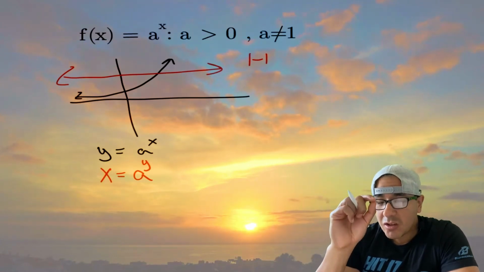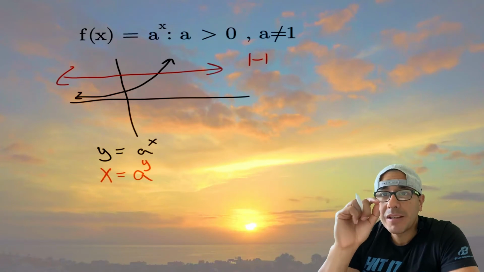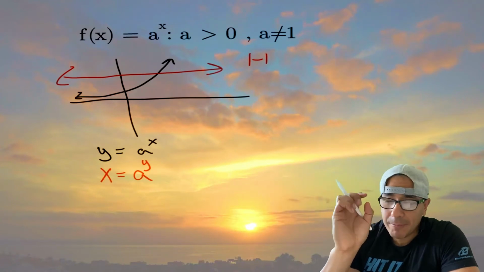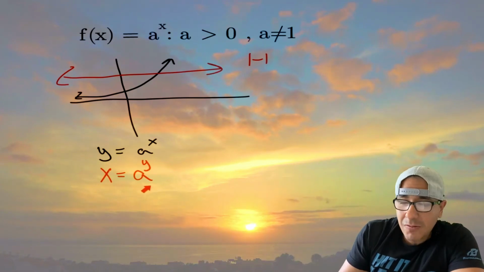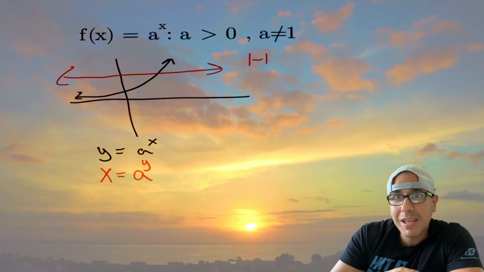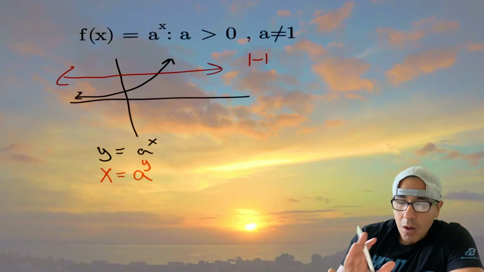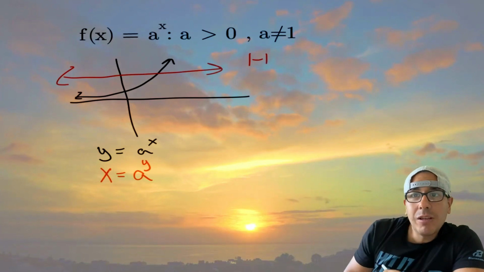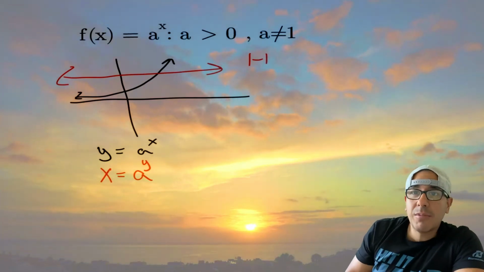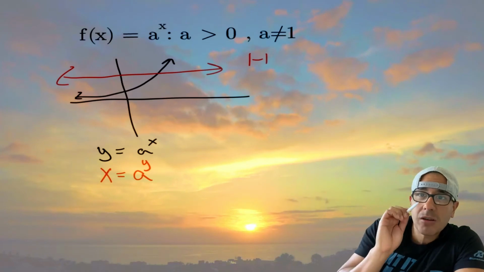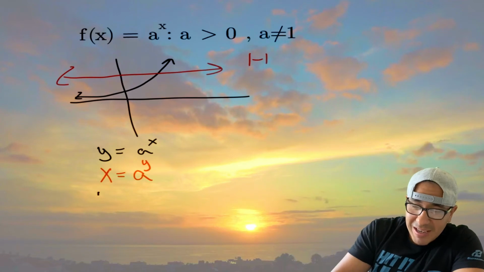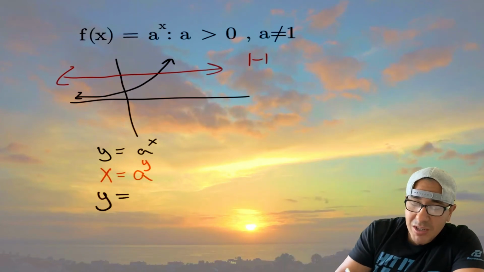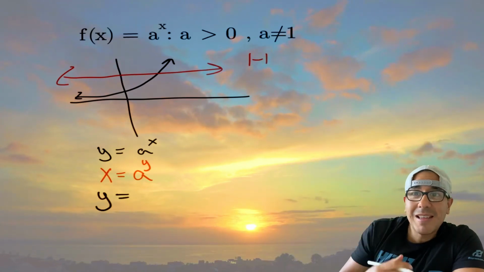This is where the problem begins, solving for y. Because notice y is an exponent, and I can't just divide by a, right? That doesn't make any sense at all. So we're stuck here, but thankfully we have a new function that's coming to the rescue, which is our logarithmic function.